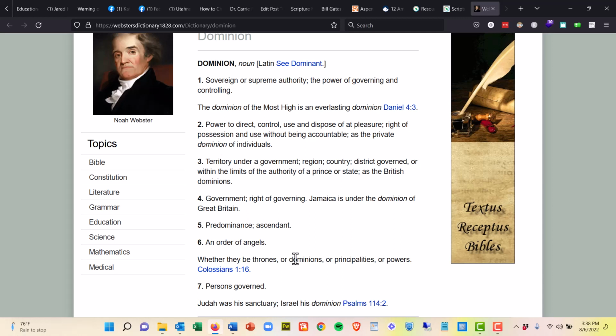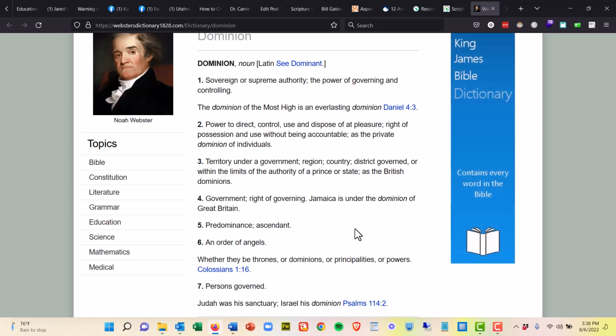So anyway, that is a quick look at the Noah Webster 1828 edition of the dictionary that's built into Scripture Notes, and I hope you make a lot of use of it. It's a great resource.